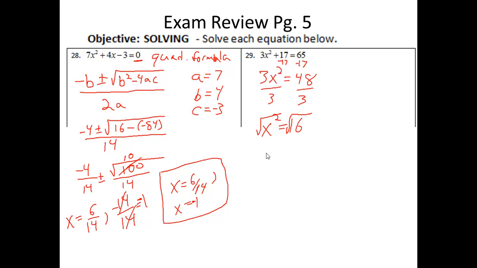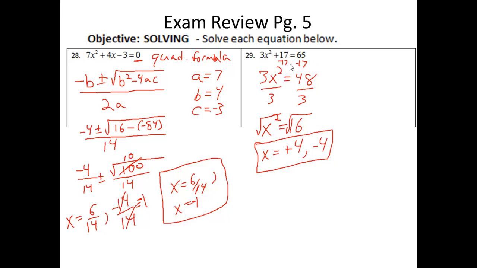But the trick is when we take the square root, x is equal to plus 4 and minus 4. Because when we square a negative 4, we get 16, and when we square a positive 4, we get 16. So we need to account for both of those answers. Now that was solving a little bit differently.